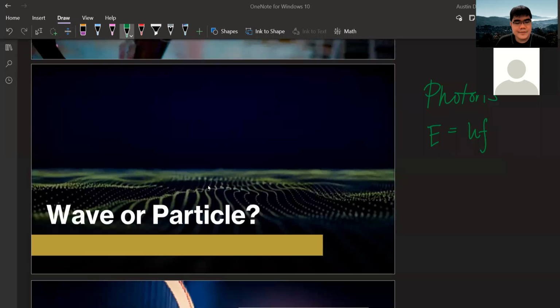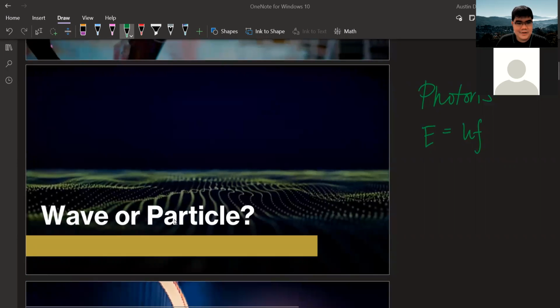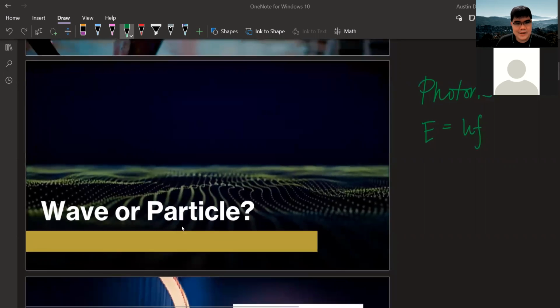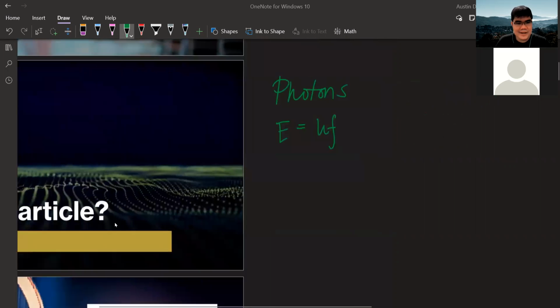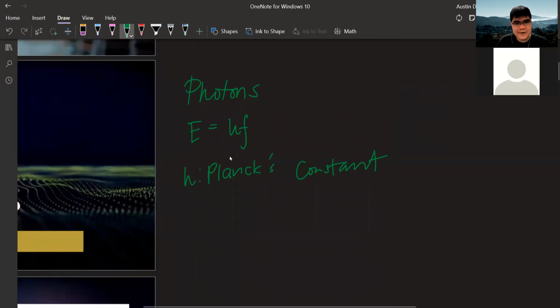And then dumating sila Einstein, nagbukas ng bagong field sa physics, and tinawag natin siyang particle. Yung light particles are called photons, and they have an energy of E is equal to hf. H is the Planck's constant. Okay, and f is the frequency.